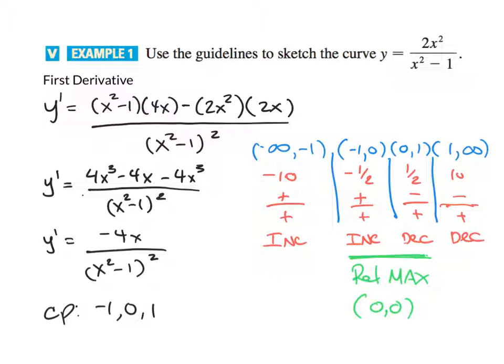All right, so now I have a relative maximum value at (0, 0). So go ahead and pause the video again, take the second derivative, find concavity, and then determine any inflection points that you might have.